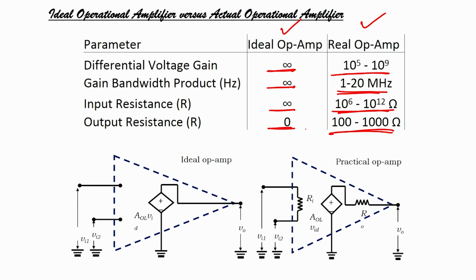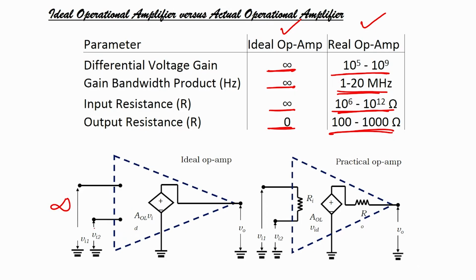Now, if you see the equivalent circuit, it is very easy to draw. This is A_OL into V_ID. This is your open loop gain times the differential input voltage V_I1 minus V_I2. Now, you see there is no connection, because of infinite input impedance.